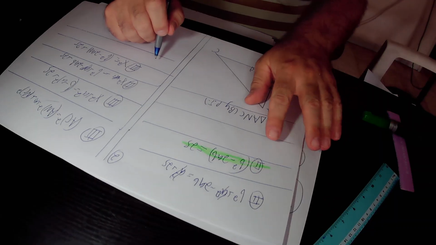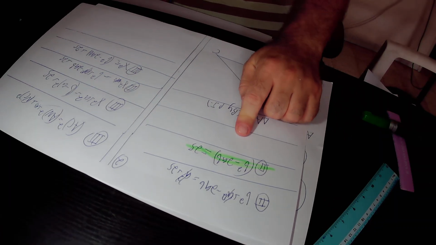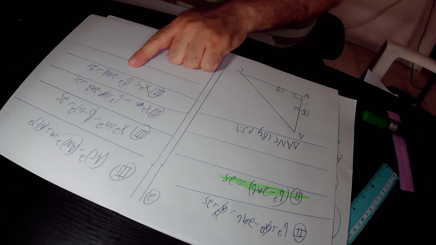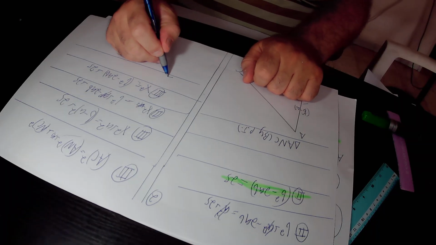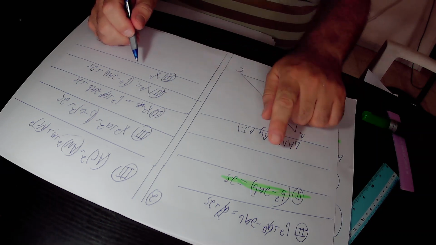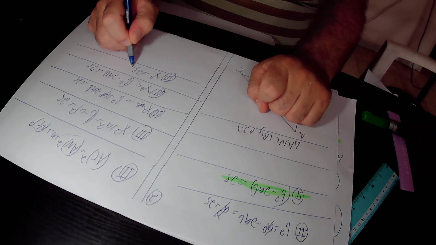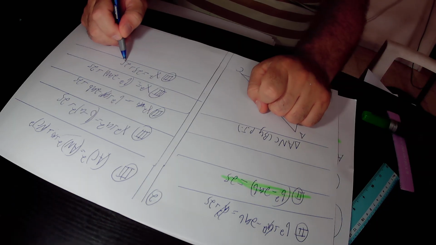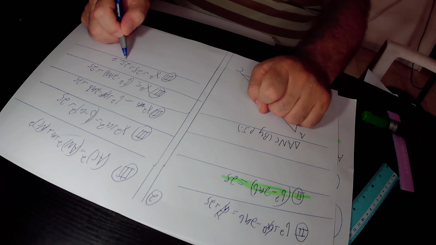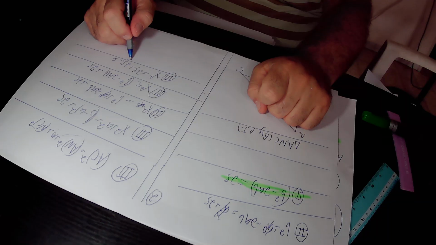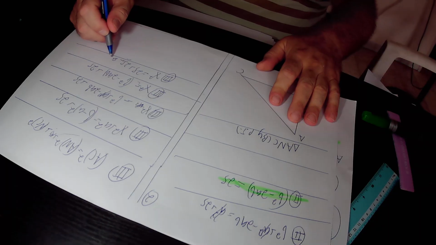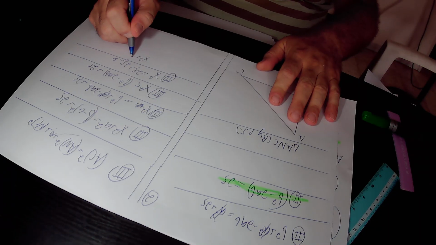But according to equation 2, we have found that b squared minus 2 times ab is 25. Therefore, we substitute b squared minus 2 times ab here by 25. And we get that x squared equals 25 plus 25, that is 50. So x squared equals 50.